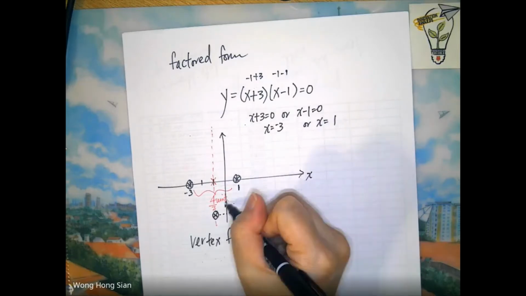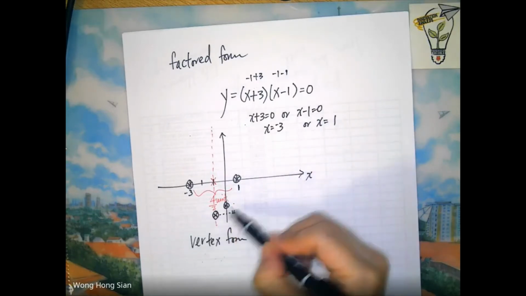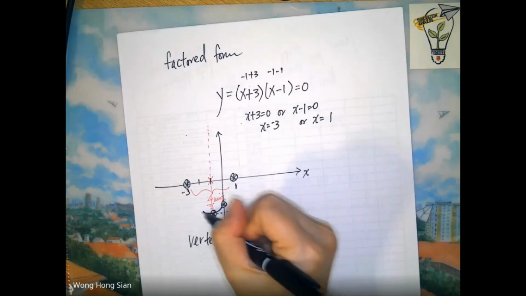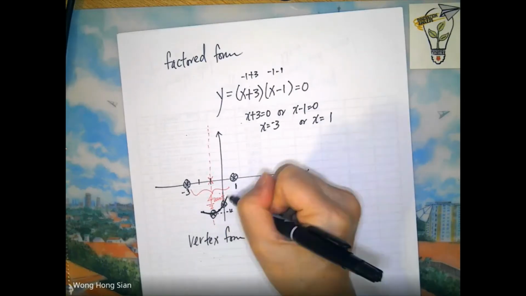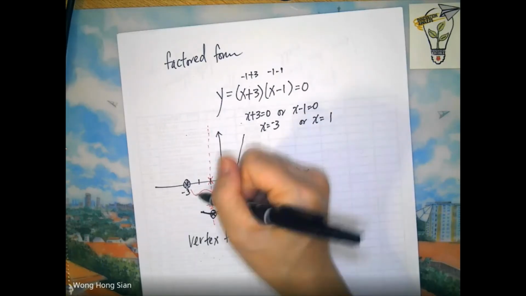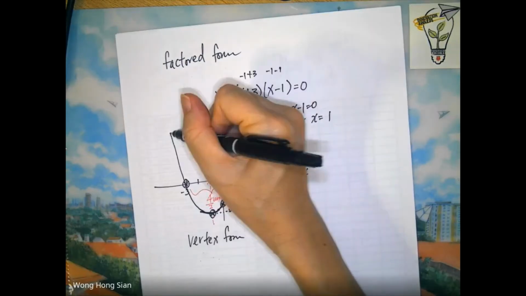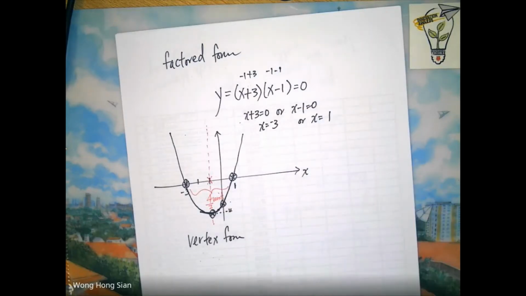Can you see? We have 4 points already. You know that this is the turning point. So you join this part to here and then extend it, and then this part is supposed to be symmetrical to the other side. So this is how you sketch the graph. Understand? This is when it is in the factored form.